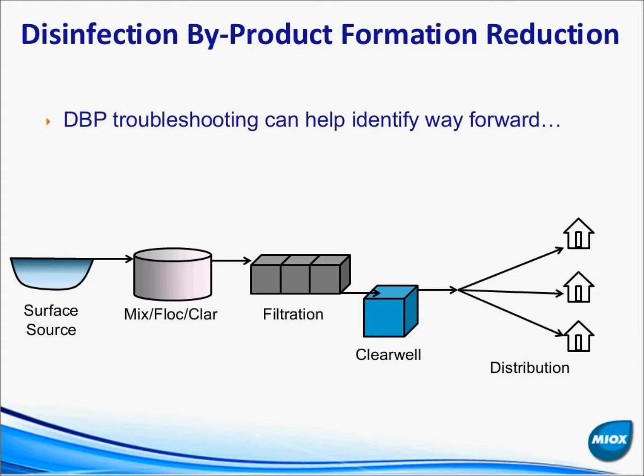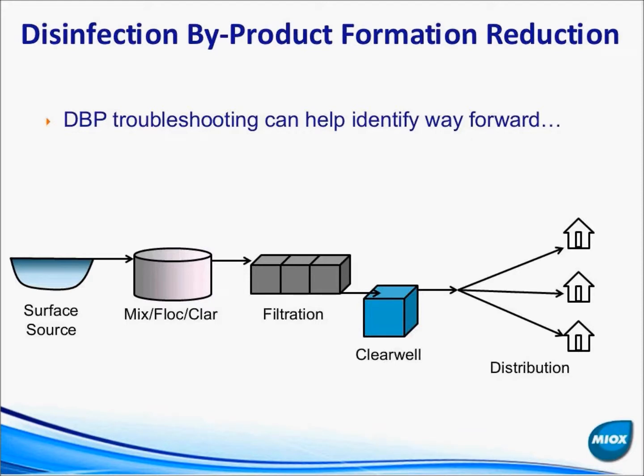So, disinfection byproduct formation reduction. There's a couple ways in which we can help with this, and this is actually one of the chemistries where mixed oxidants really has a nice fit. So if you are suffering from elevated THMs or from elevated HAA5s, either before the distribution system or in the distribution system, mixed oxidants might be a really nice fit to take a look at.